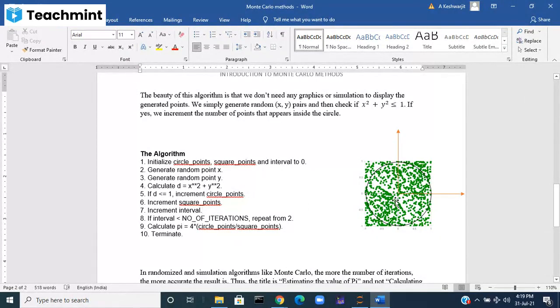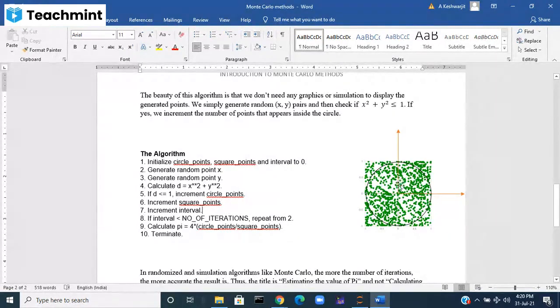All those points which lie inside the circle automatically lie inside the square, since the circle is inscribed in the square. So we increase the square points as well. And we increment the interval. Then we check if the interval is equal to the number of iterations.